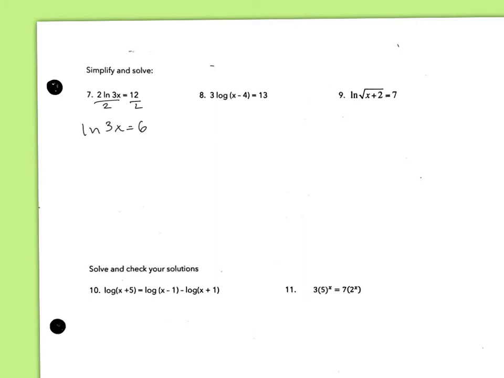Well, this is swooping. That's how you get rid of the log or the natural log. There's no base, but it's base e. So e to the 6th equals 3x. And then we're going to divide by 3.